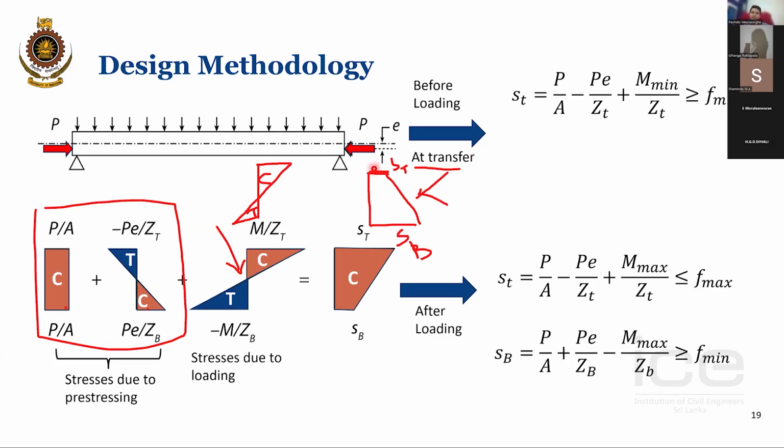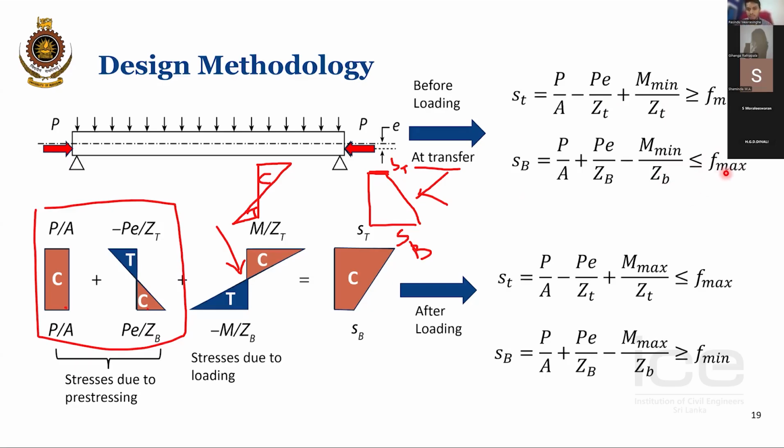So then this lower stress value should be greater than the same notation. I mean, P over A and P e over ZT do not change. Again, M over ZT is also compression, but now the minimum moment, that is the moment only due to the self weight, over ZT should be greater than the minimum stress of the concrete. And for the bottom part, where you have the compression greater than the top one, the addition P over A plus P e over ZB minus the minimum moment over the section modulus at the bottom should be less than the maximum stress at that particular point.